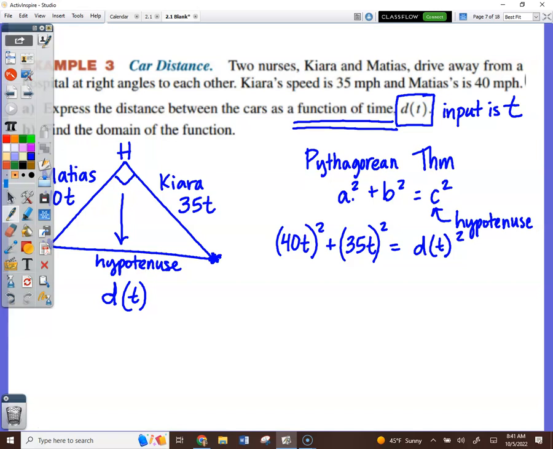1600 and 1,225. Go ahead and add them too. 2,825 t squared, right? Since they end up both being t squared, they're like terms, so you can add them together. So this right here is still d of t squared.